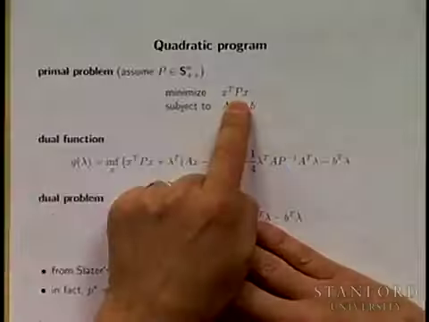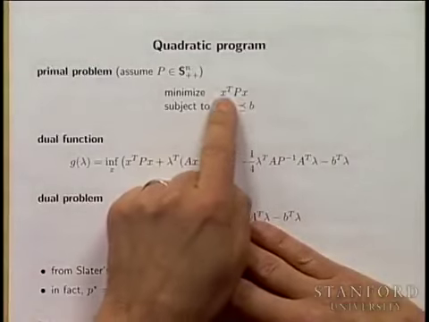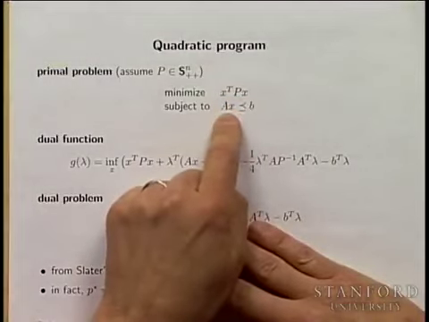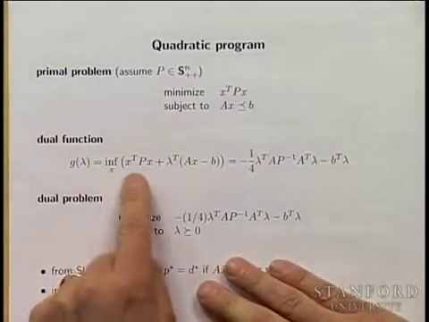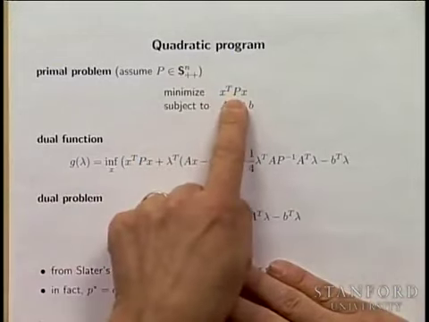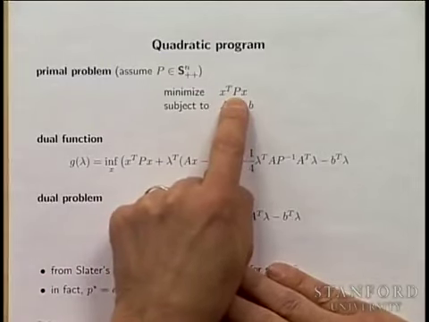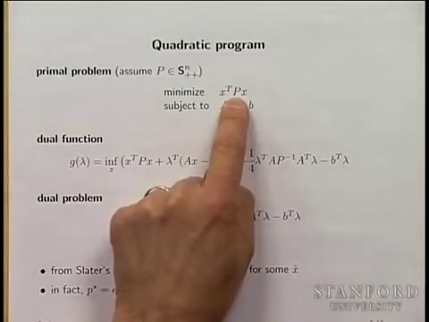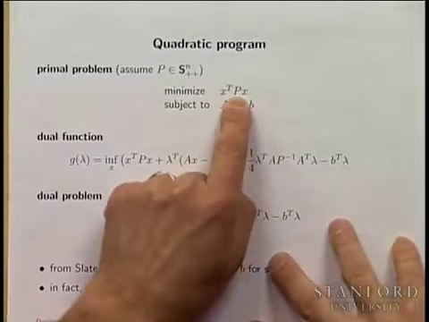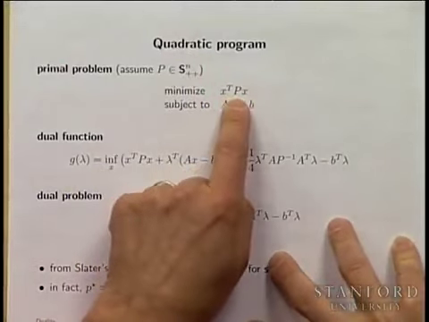Let's minimize X transpose PX subject to AX less than B. That's minimize a quadratic form over a polyhedron. The dual function is this X transpose PX. And we're going to assume P is positive definite. Actually, that's so that I can avoid the horrible way to write down how to infimize a general quadratic function with a linear term, because I don't feel like doing it. So this will work, though.